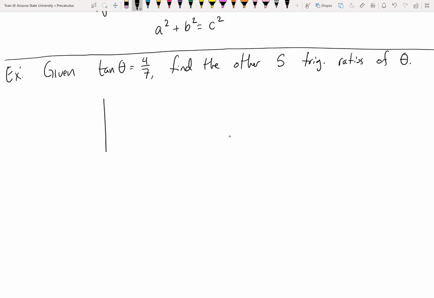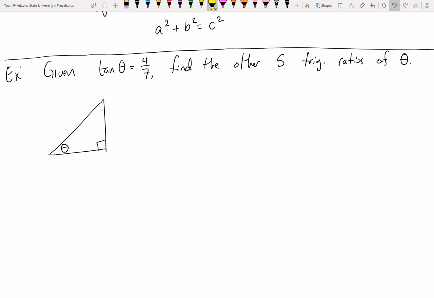I don't know what it looks like, so I'm going to do a quick sketch here. Now, I don't know where this angle theta is, so I'm going to place it somewhere convenient. Let's just put this theta down here. Well, what do I know about this picture here? Well, I know that tangent of this angle here is 4/7.